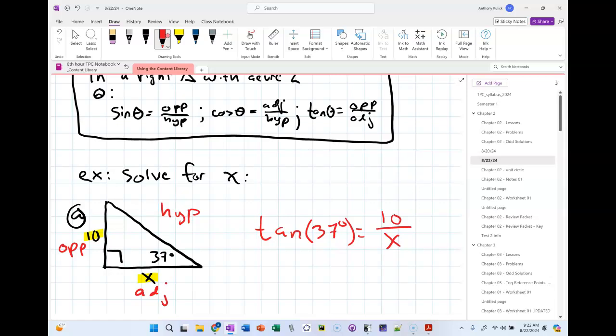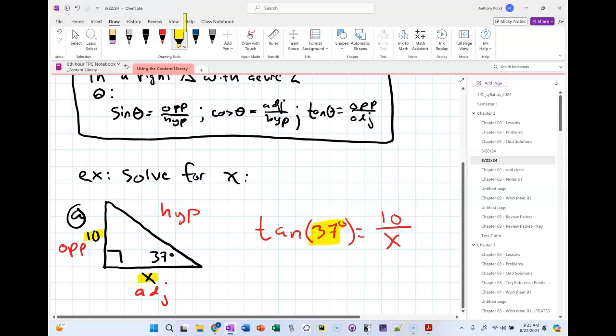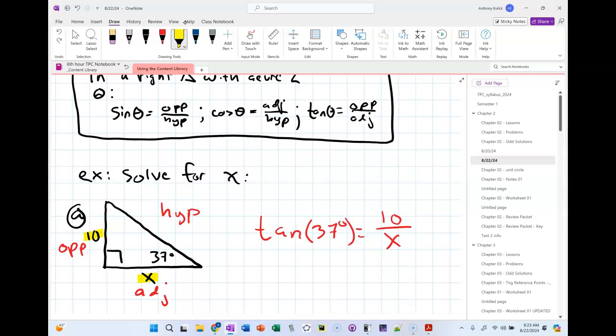Edie: Is it inverse tangent or no? So we don't need to use an inverse tangent unless the variable we're trying to solve for is inside the trig function. Here our variable is outside, so we don't need to use an inverse. Really, all we want to do is get the x by itself, right? So algebraically, what do we need to do to get that x by itself?